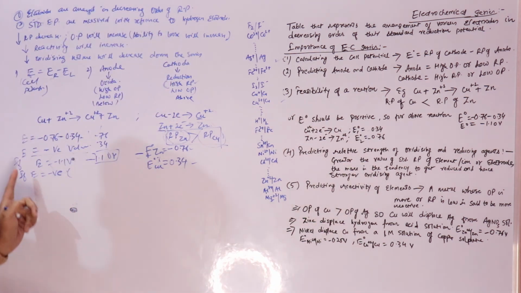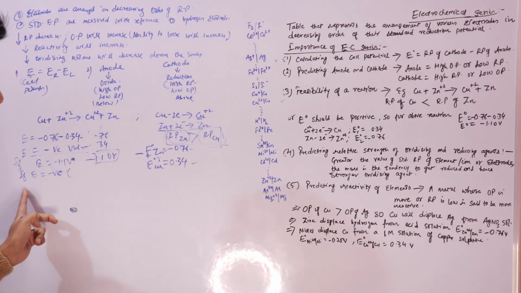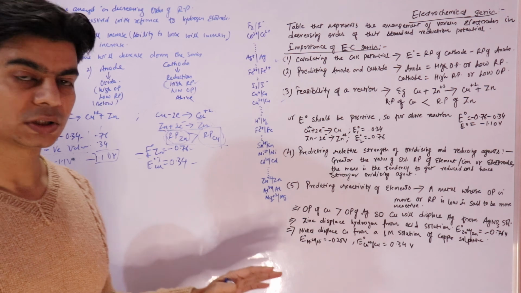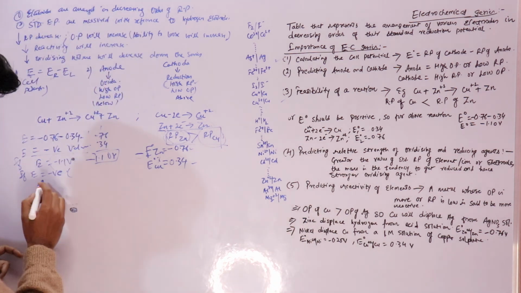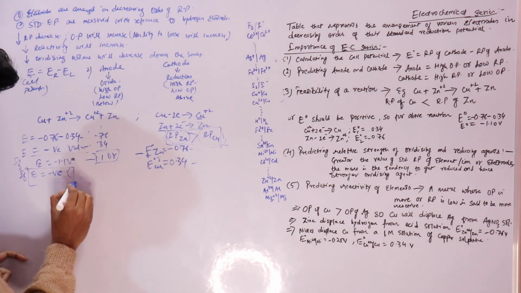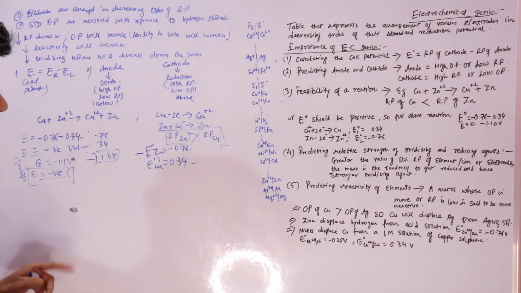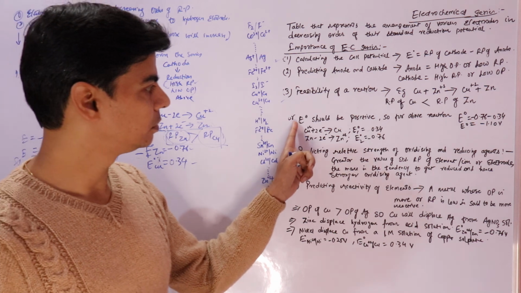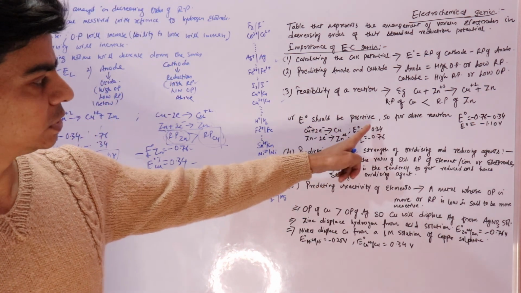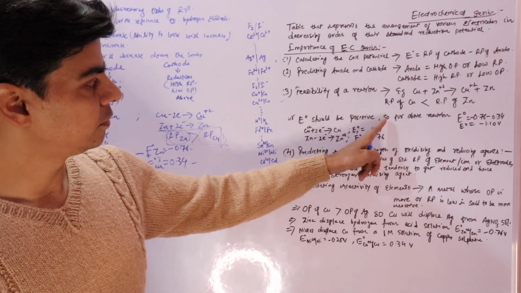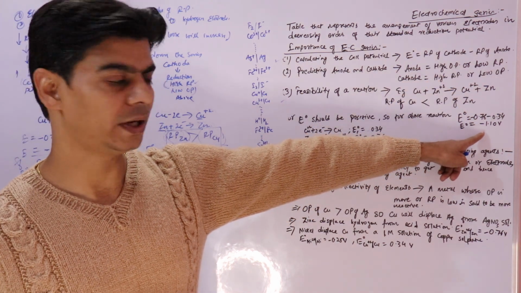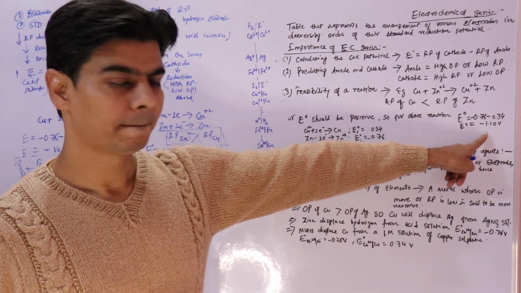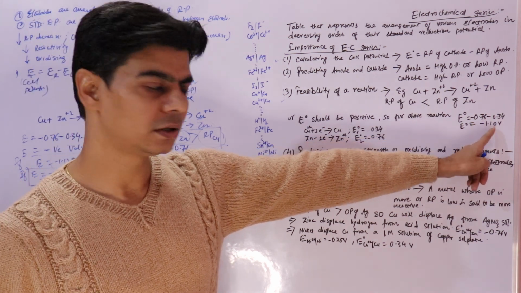For the reaction to occur spontaneously, the value of the EMF, or the standard electrode potential of the cell, or the standard EMF of the cell, should be positive. So here the value of standard EMF is negative, so this reaction will not take place. E should be positive for this reaction to occur spontaneously. Here the value of standard EMF is coming out to be negative, so this will not occur spontaneously.